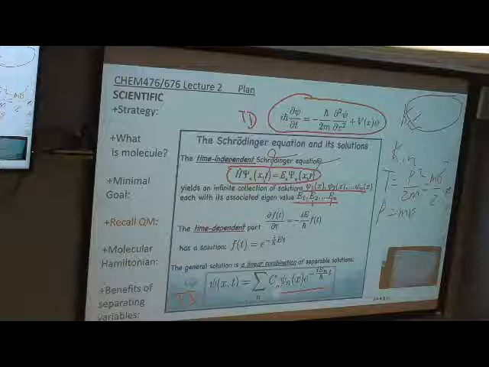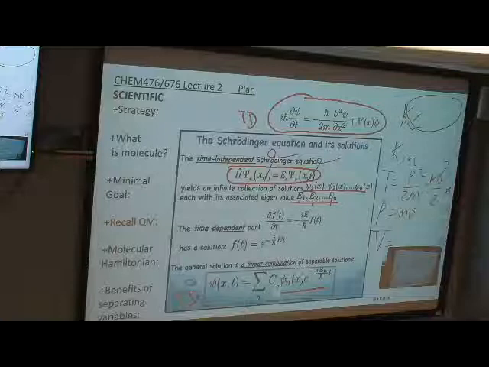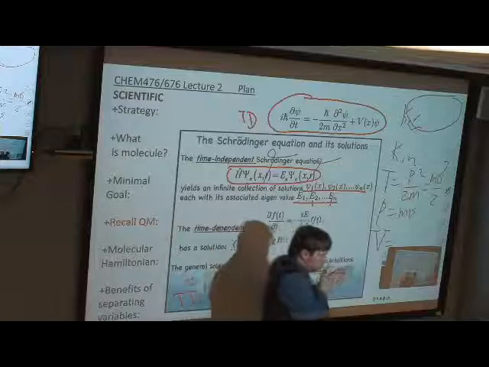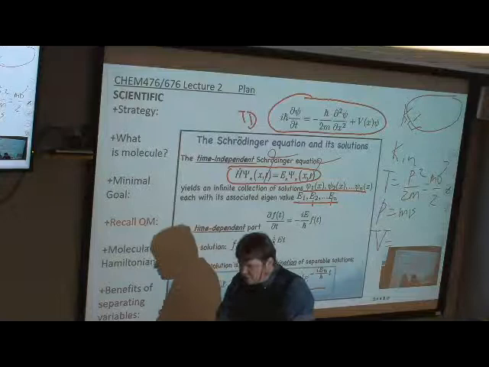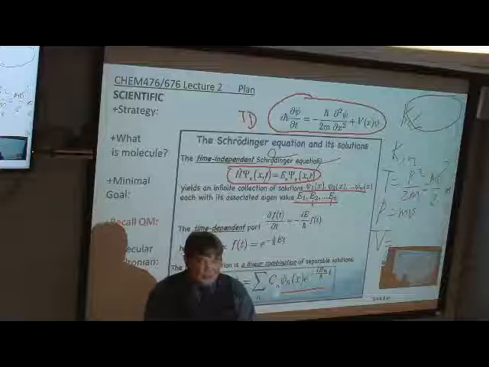And potential needs a little refresher of electrostatics and Coulomb's law. Who has never heard about Coulomb's law?